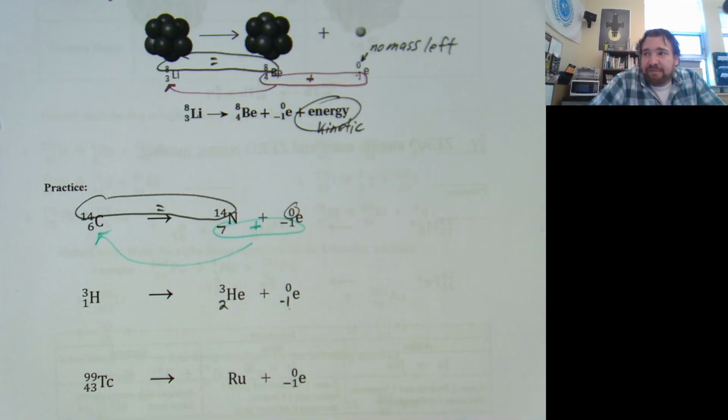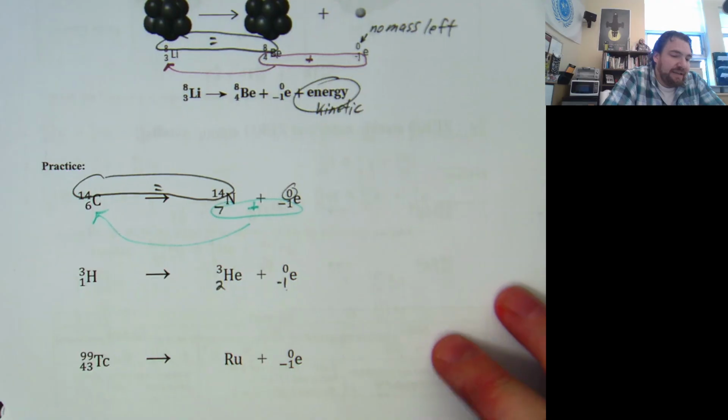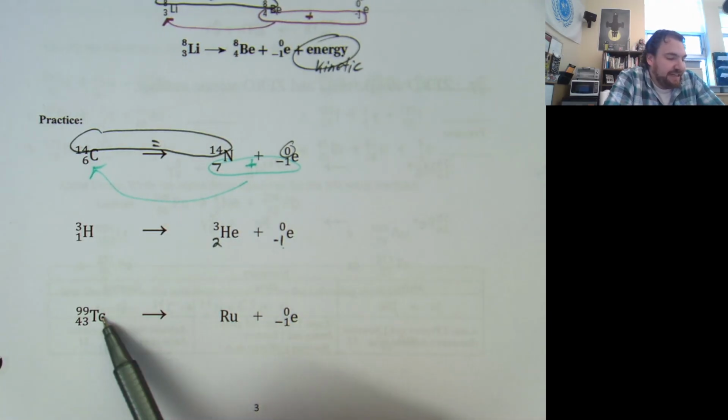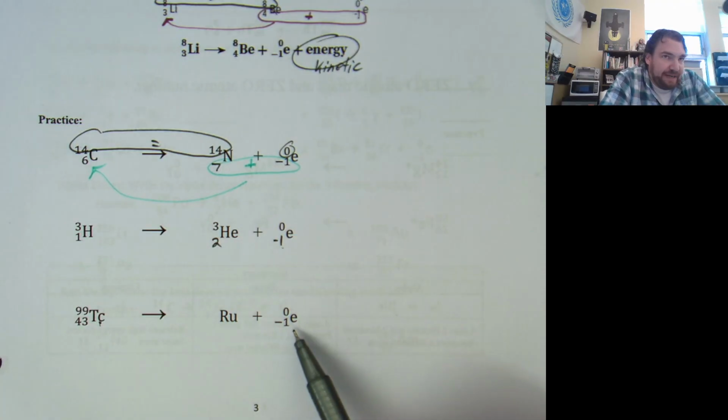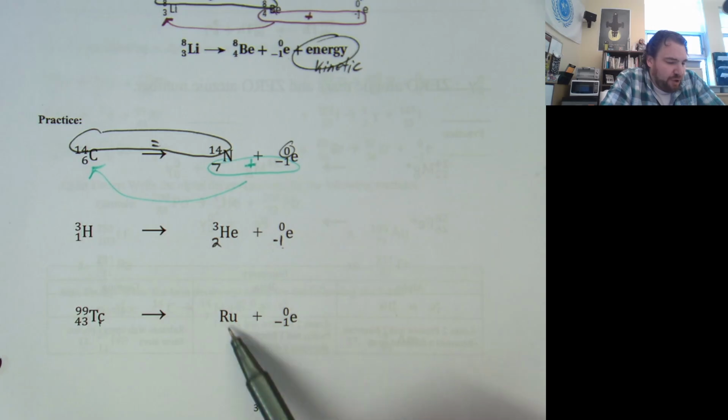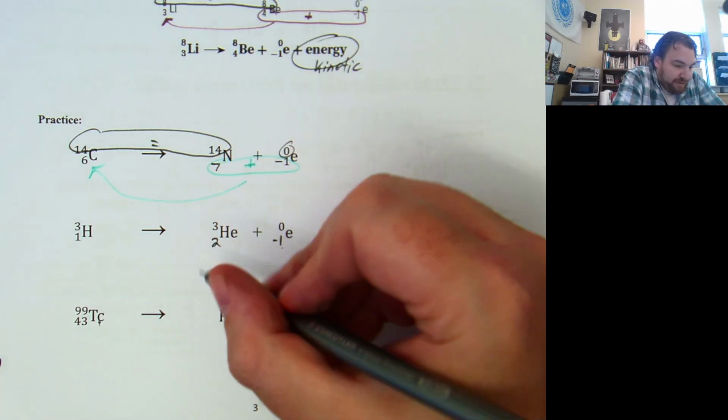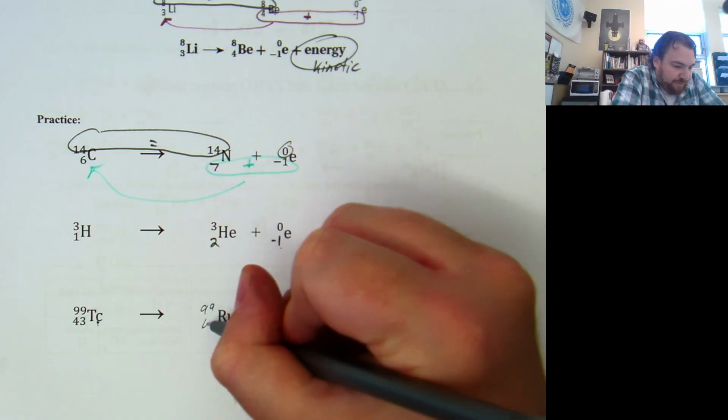And then the last one is this guy down here, Tc, technetium, which undergoes beta decay as well. What are the numbers that go here on something called ruthenium? It's going to be 99 and 44.